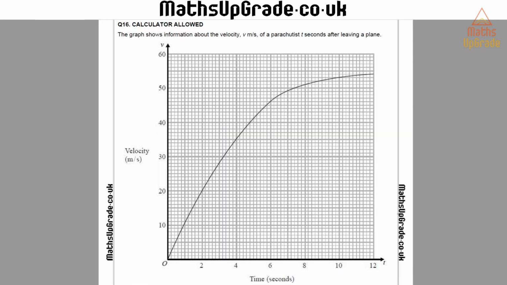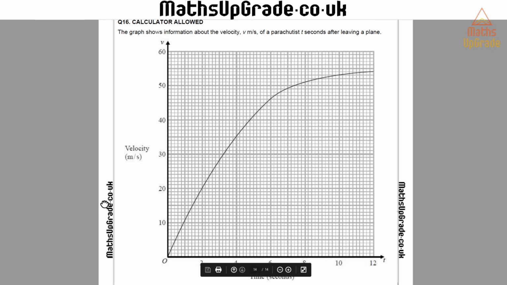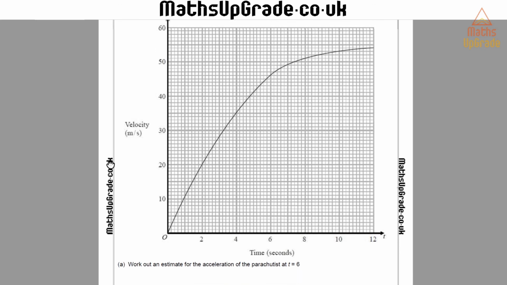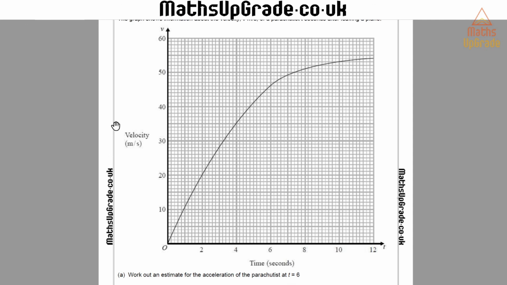Question 16. This graph shows information about the velocity v of a parachute t seconds after leaving a plane. Here you've got a velocity time graph. Part A, work out an estimate for the acceleration of the parachute at t equals 6. Since this is a velocity time graph, the acceleration is defined as the rate of change of the velocity. In other words, how much the velocity changes at a certain point in time.